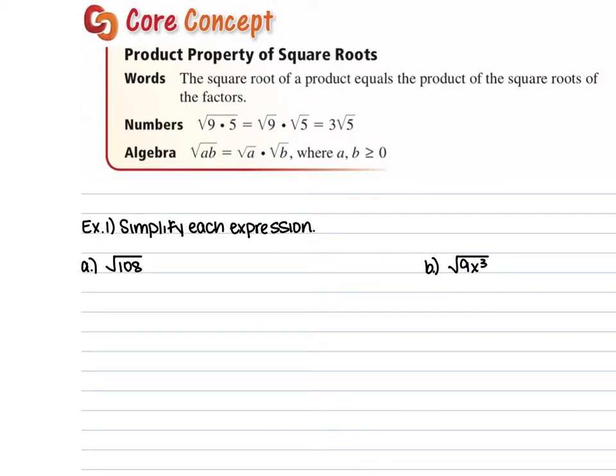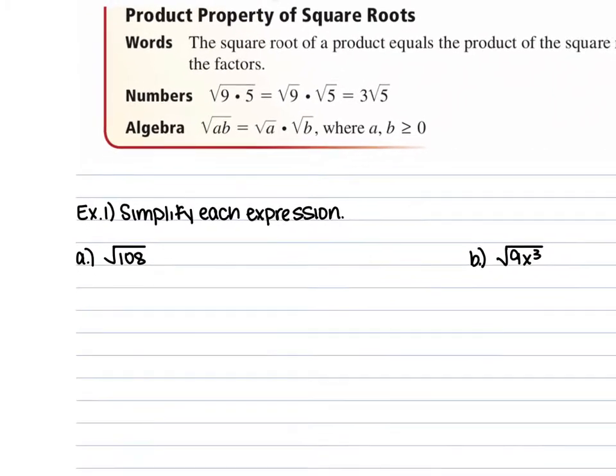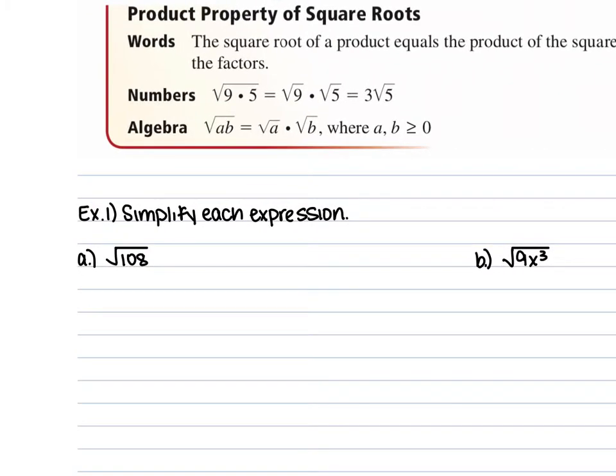For A, we're given the square root of 108. Our invisible index here is a 2, so we want to group up sets of 2. Find the prime factorization of the number underneath the radical sign. That 108, if you didn't know exactly what goes into it evenly, you know that it's an even number. We can divide by 2. 2 goes into 10 5 times, and 2 goes into 8 4 times.